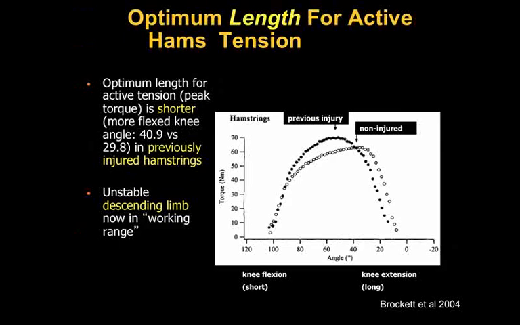Now this is some interesting work here showing the optimal length for active hamstring tension. The optimal length for peak torque or active tension is at a shorter, or more flexed, knee angle in previously injured hamstrings. The unstable decelerating limb will now be in its working range. So what it may be is not so much the overall range of motion that's changed, but the range of motion where the peak torque is generated that's predisposing the muscle to injury here in hamstrings. I found this study quite fascinating.